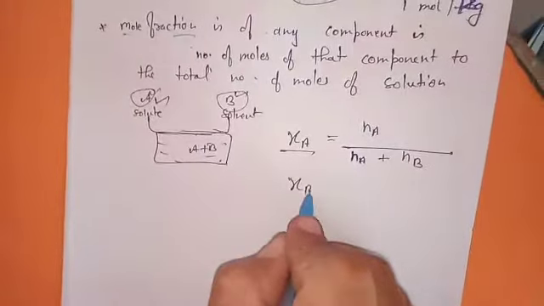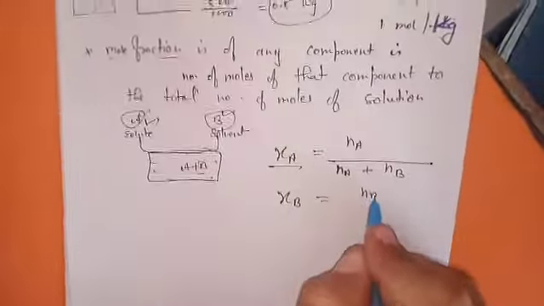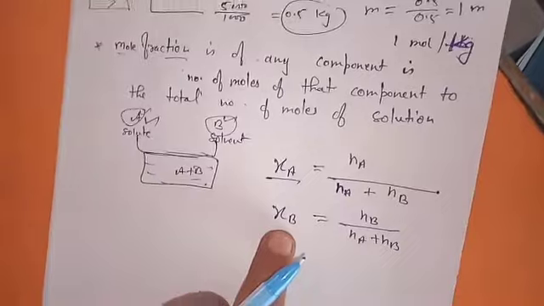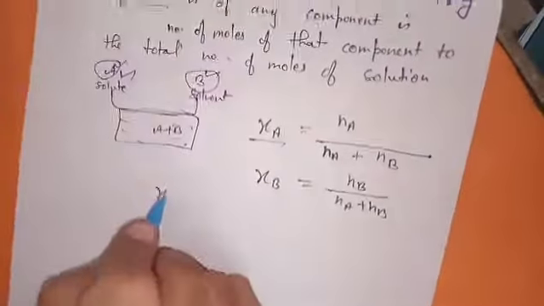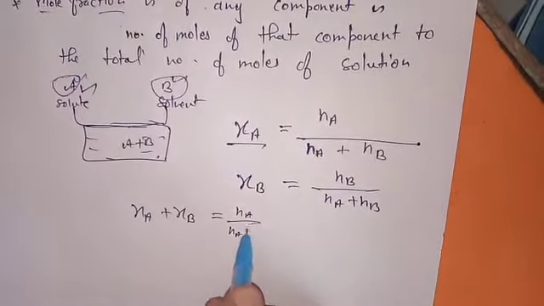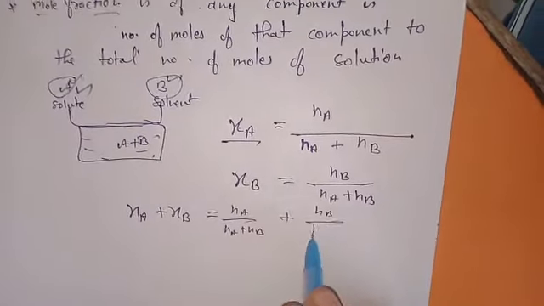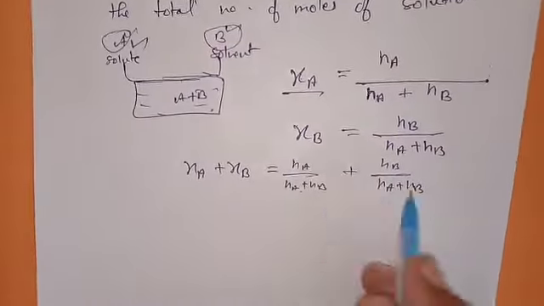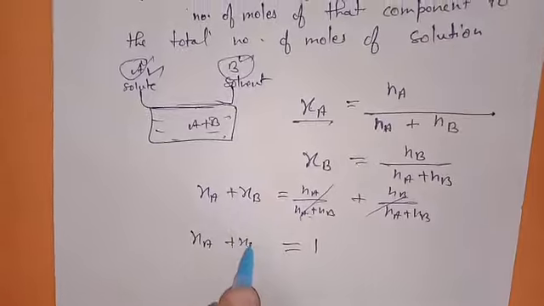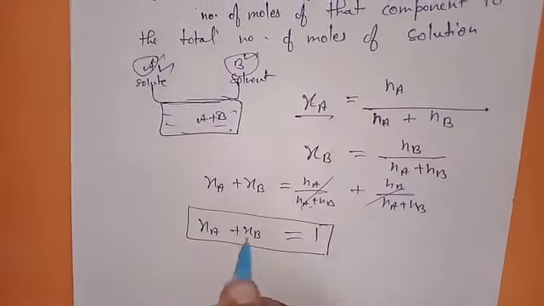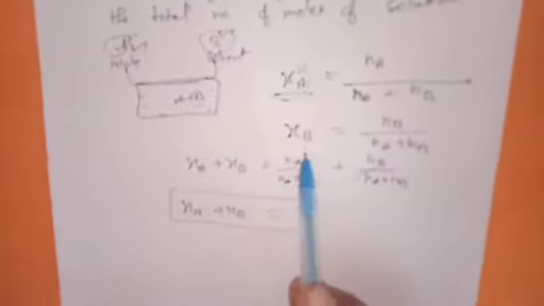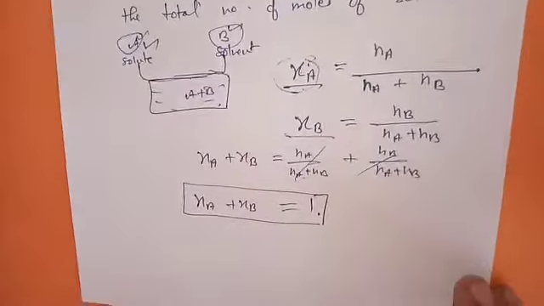If you want to calculate the mole fraction for B, it will be the number of moles of B divided by the total number of moles. This will be the mole fraction for the B component, or you can say solvent. Now if I add these mole fractions, XA and XB, you will get Na divided by Na plus Nb, plus Nb divided by Na plus Nb. The denominator is the same, so they add up to 1. So the sum of the mole fractions of every component present in the solution will always be 1. So if you have calculated the mole fraction of one, you can easily calculate the mole fraction for the other substance.